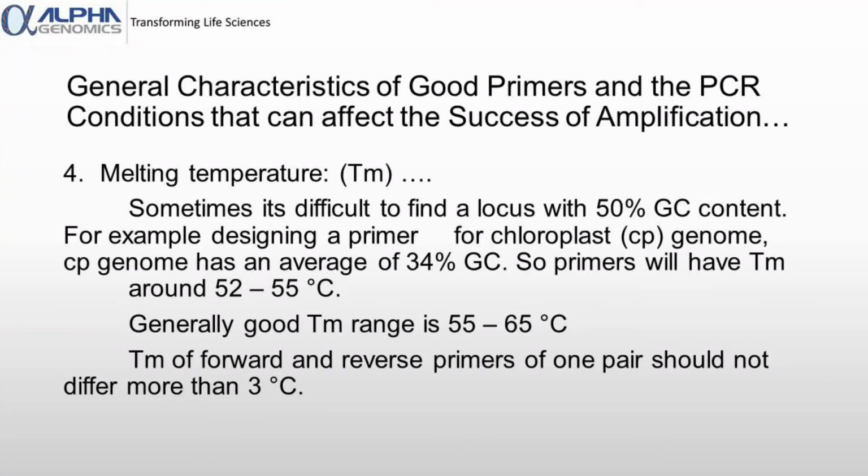In our experience, the best temperature for annealing is around 55 degrees centigrade. So while picking primers, while designing the primers, it's good to go for those primers which have a Tm, melting temperature, within the range of 55 to 60 degrees centigrade.